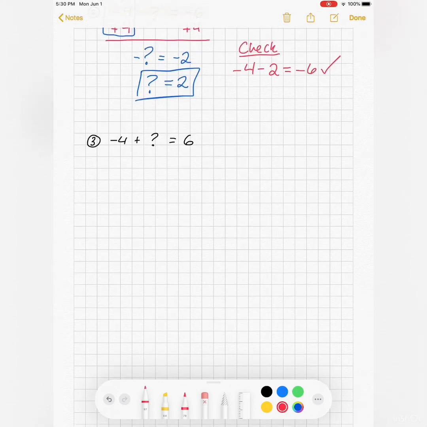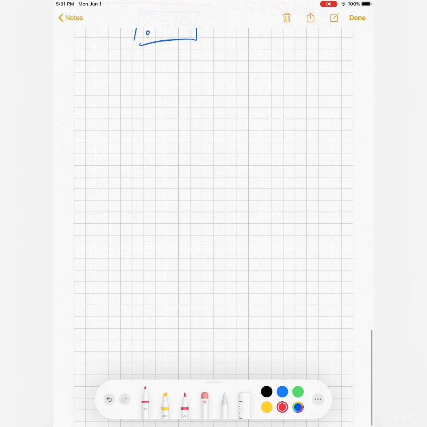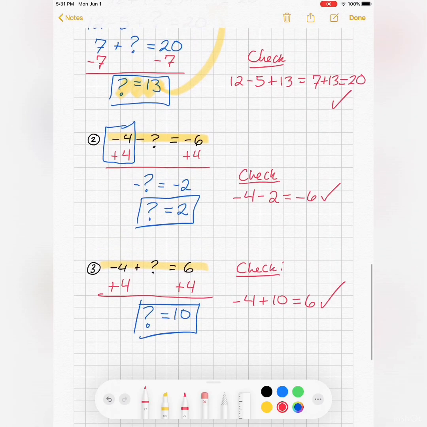Okay, negative 4 plus a mystery number is 6. Let's add the 4 to both sides. So this one, I guess, is a little bit easier. Our mystery number is 10. Let's check. Going back here, negative 4 plus 10 is 6. Yes, it works. And the last one for this section. It's a nice section.